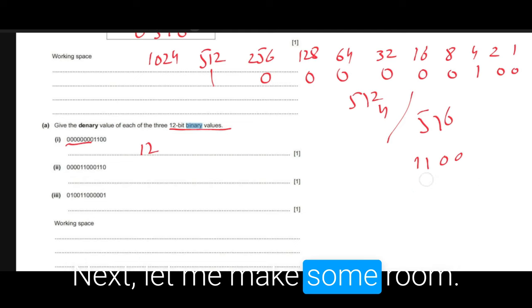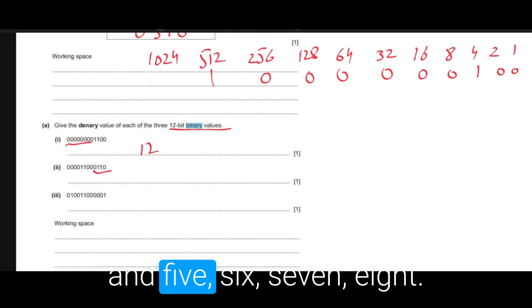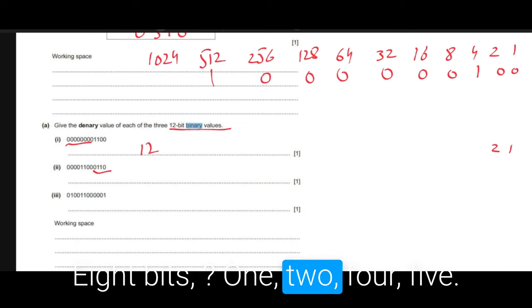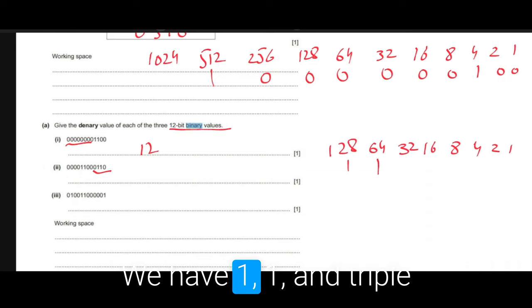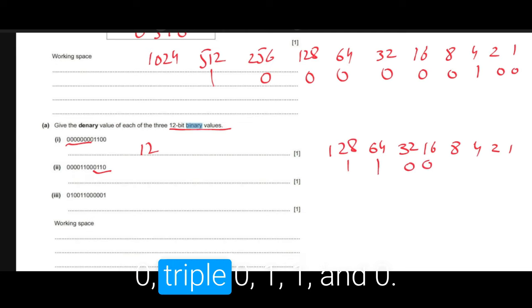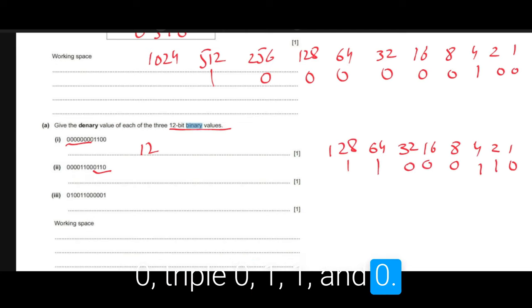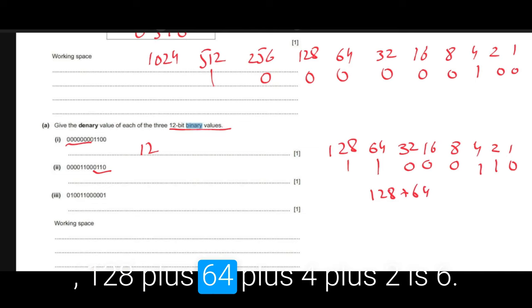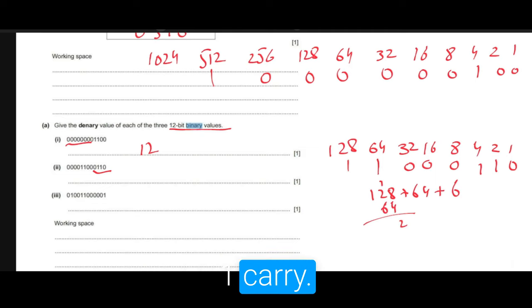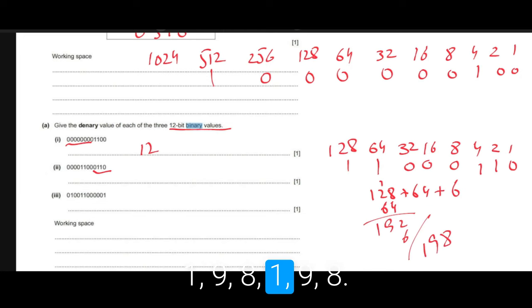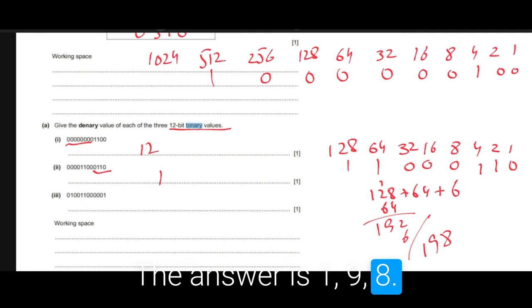Next, let me make some room. Next one is, we have 1, 2, 3, 4, 5, 6, 7, 8. 8 bits. 1, 2, 4, 8, 16, 32, 64, and 128. We have 1, 1, and 0, 0, 0, 1, 1, 0. 128 plus 64 plus 4 plus 2. If we add them together, 64, 8 plus 4 is 12, 1 carry. 6 plus 3 is 9. 1, 9, 8. The answer is 198. Let's see the next one.